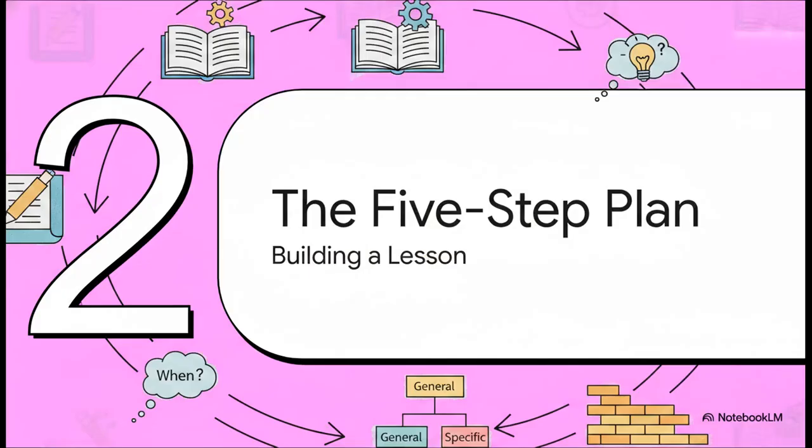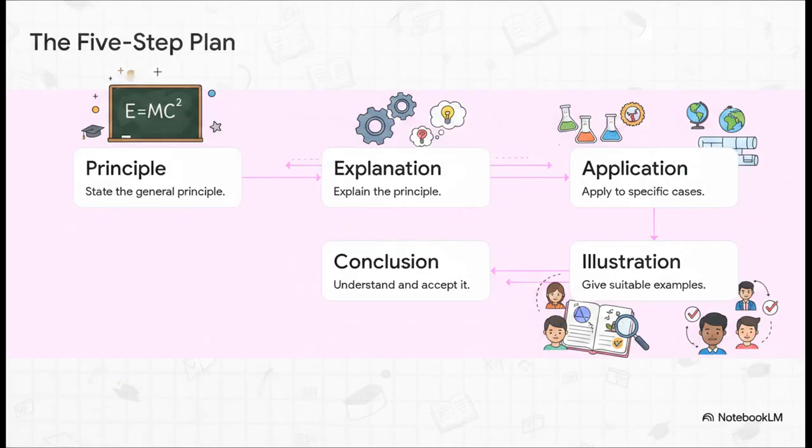Moving on to Section 2, the 5-step plan. Let's talk about actually building a lesson. Any great technical process requires a solid sequence, and honestly, your pedagogy is no different. So here is your 5-step plan. Step 1, the statement of the general principle. You simply put the rule on the board. Step 2, explanation. You clarify all the terms inside that rule. Step 3, application. You apply the principle to specific situations. Step 4, illustration.